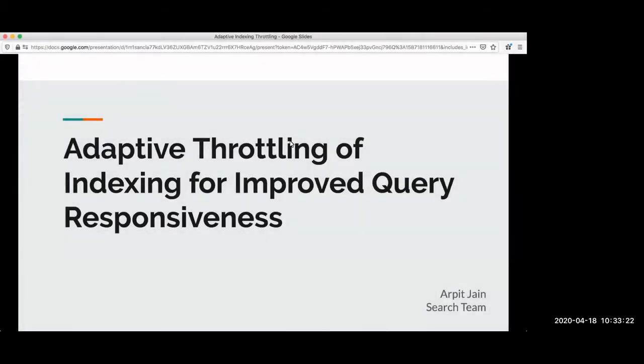For the last 2 years, I've been working at Myntra in the search team, and today we'll be talking about adaptive throttling of indexing for improved query responsiveness. I know that the title is a mouthful, but I assure you that we'll break it down and talk about it, and you'll understand what we're talking about. It's a very simple thing we did.